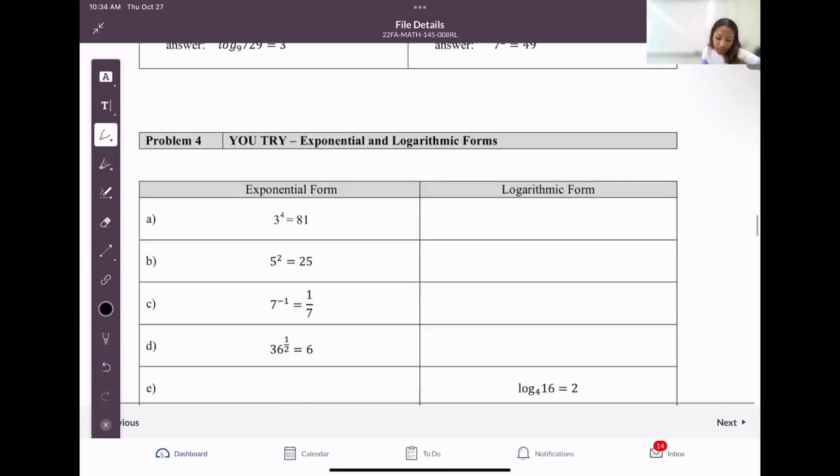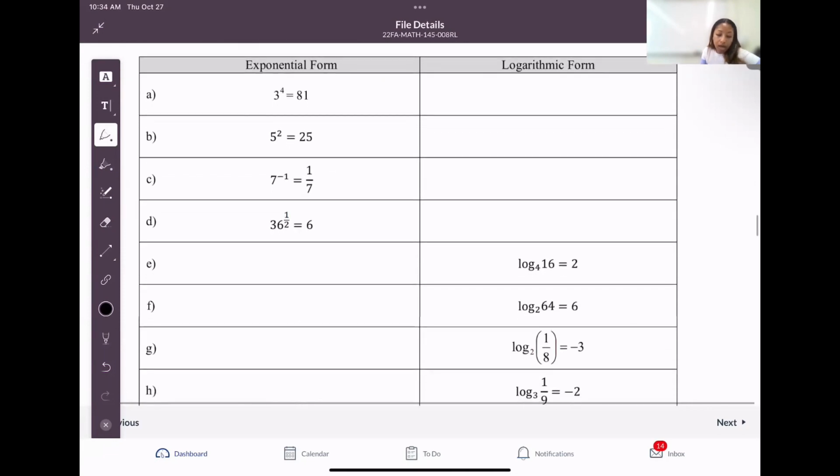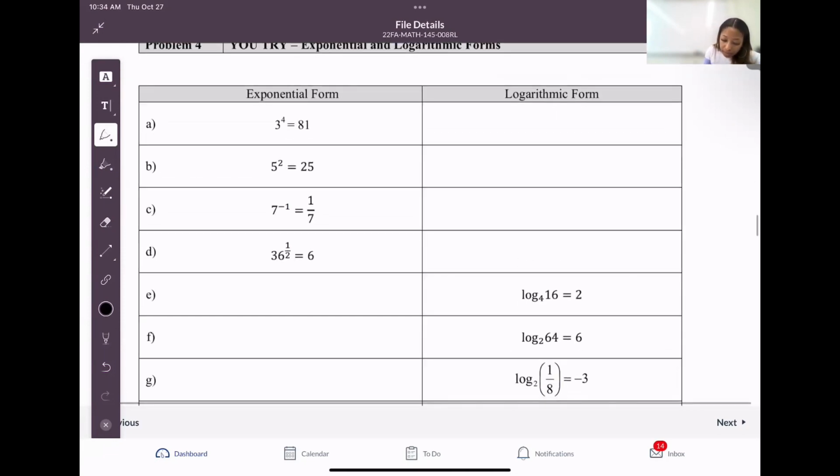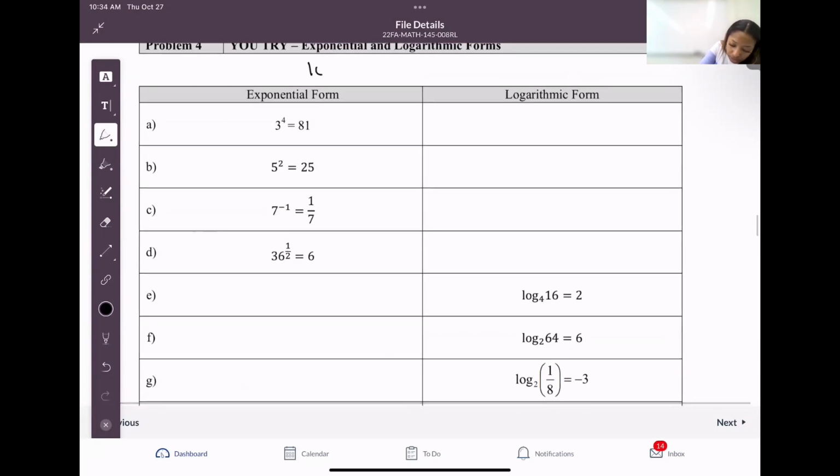Number 3 is a worked example. We're going to jump straight to the practice problems. And I'm going to write up here again the relationship between the two. We have log base b of x equals y. That means b to the y power equals x. So pay attention to where the b, the x, and the y are. Those are the terms that we're going to be moving around.